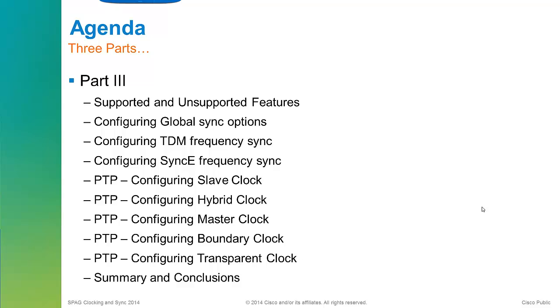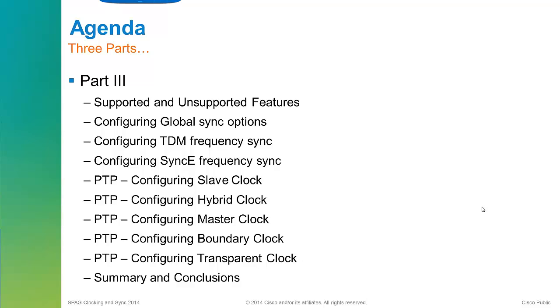So we talk about what's supported, what's not supported, how to configure global options that affect the whole clocking configuration. Then we configure the TDM frequency sync, sync-E. We configure slave clocks, different PTP configuration options. So we go through and show you how to configure each one of those and all the parameters that you can set and what they actually mean.